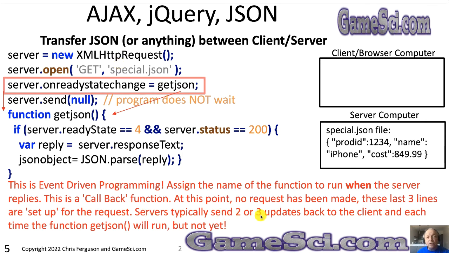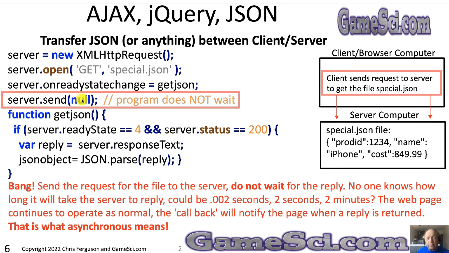Servers typically send 2 or 3 updates back to the client, and each time the function getJSON will run, but it doesn't run yet. What you're saying on this line of code is when the server contacts you, this is the function I want to run.